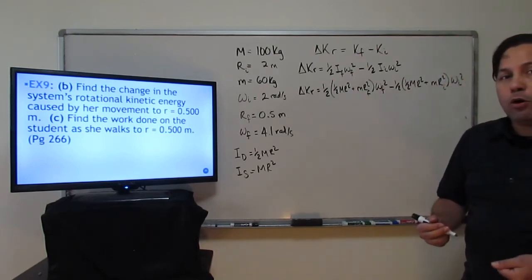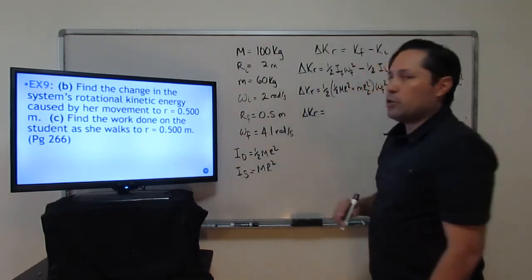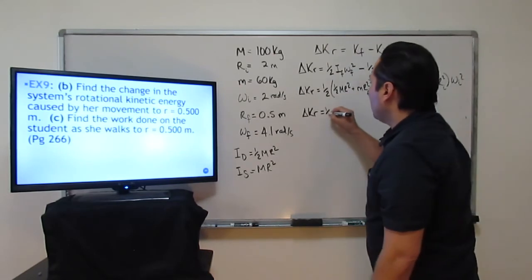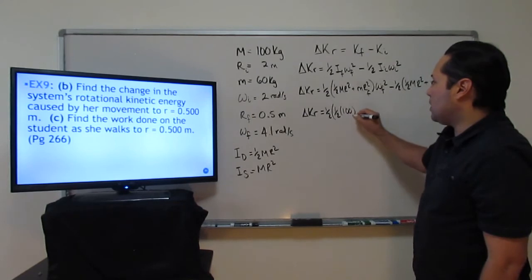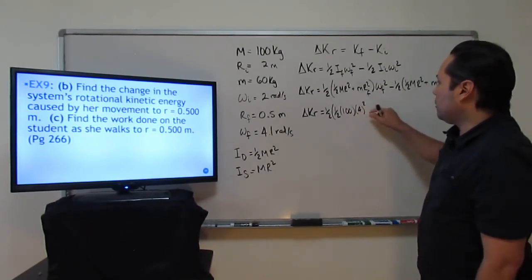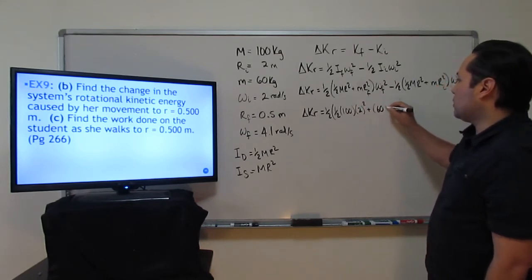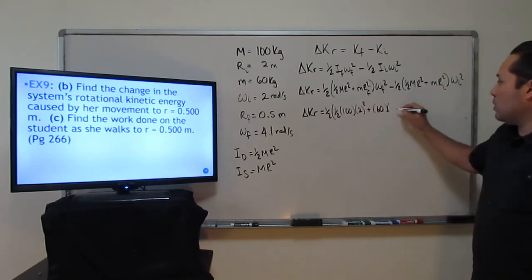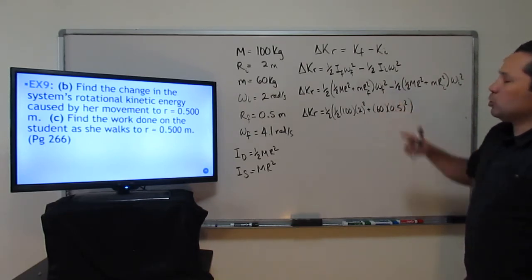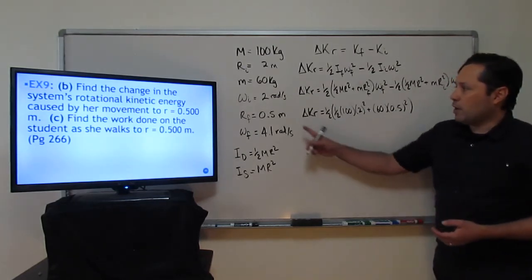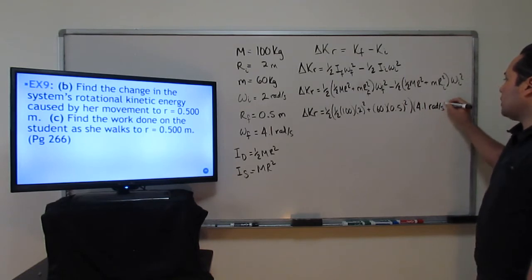Now we're going to plug in all the values that we've got to solve for this part. So the change in rotational kinetic energy is 1/2 multiplied times 1/2 times m. The mass of the disk is 100. The radius is, no, the radius is 2 squared, plus the mass of the student, 60, multiplied times her final radius, which is 0.5 meters squared, and that's going to be multiplied times the angular speed final, which was 4.1 rads per second, squared.